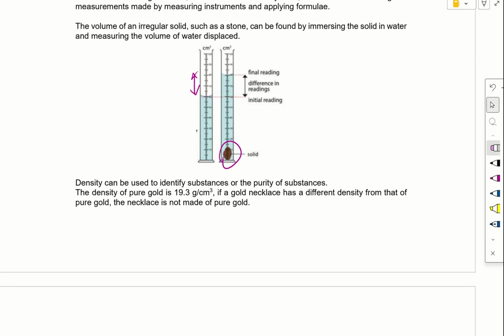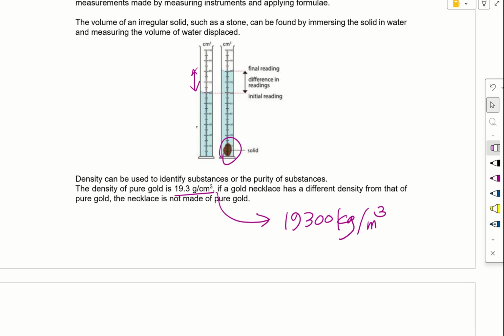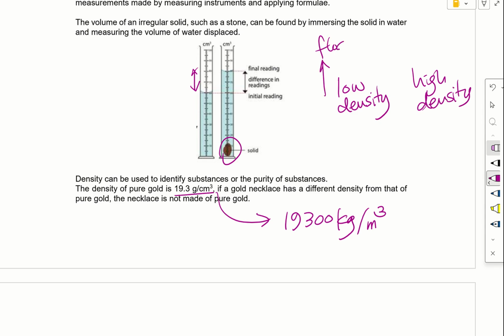So density can be used to identify substances or the purity of substances. Density of pure gold is 19.3 grams per cm cube. Just for practice, it will be 19300 kg per meter cube, converting from grams per cm cube to kg per meter cube. And one thing to take note, if you have two fluids, one is low density, the other one is high density. In comparison, the low density will float, the high density will sink.